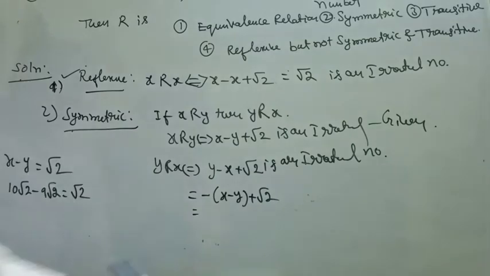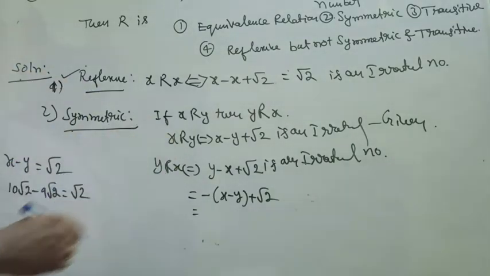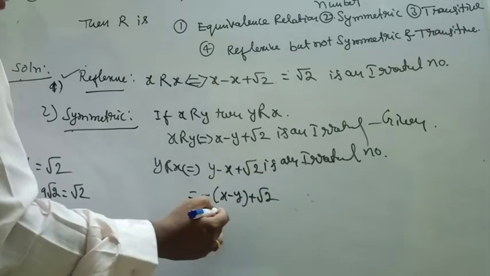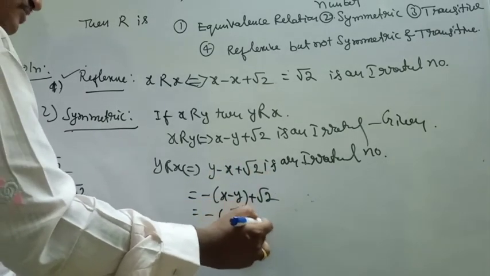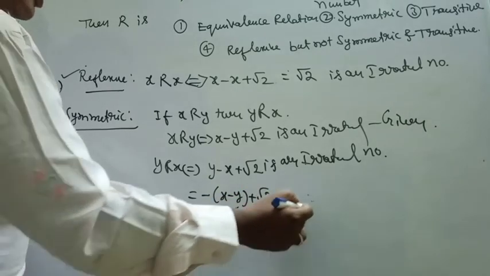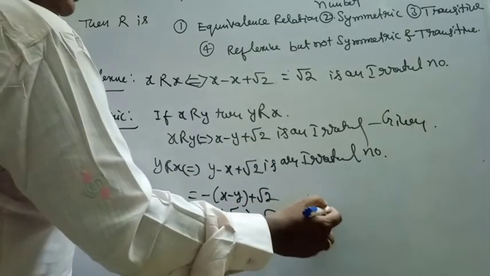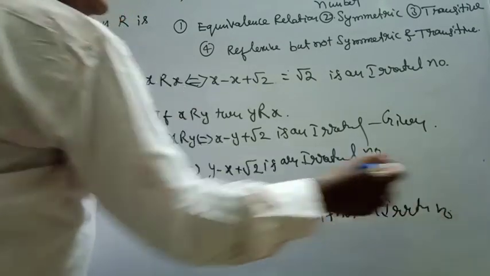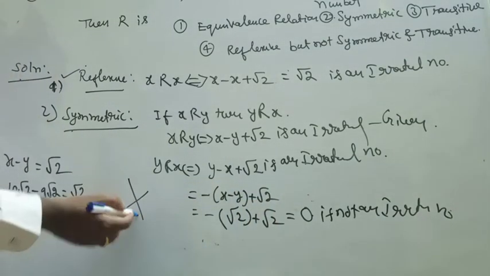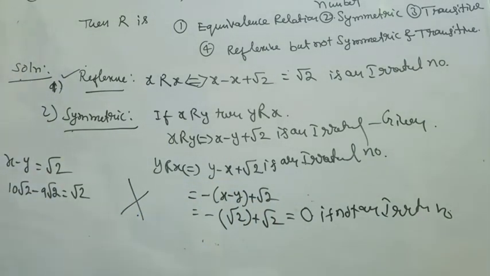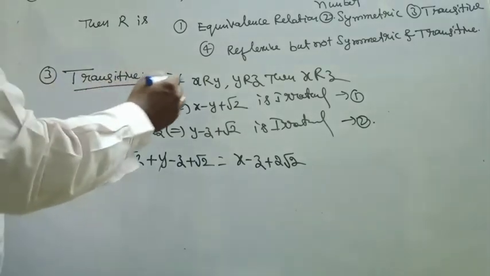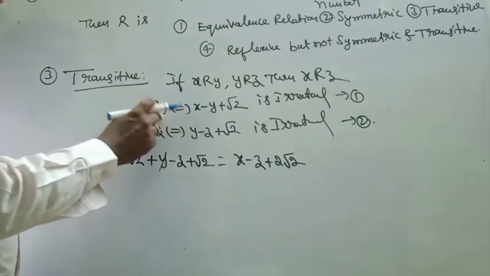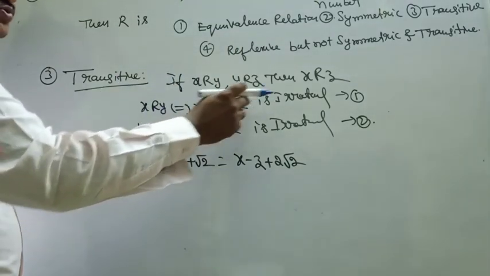This is an irrational number. Now for y related to x, that means y minus x plus root 2, which I have written as minus (x minus y) plus root 2. That means minus root 2 plus root 2. This becomes 0. 0 is not an irrational number. Therefore, it is not satisfying symmetric. Now we have, my dear students, transitive. If x related to y and y related to z, then x should be related to z. That means x related to y means x minus y plus root 2 is irrational.